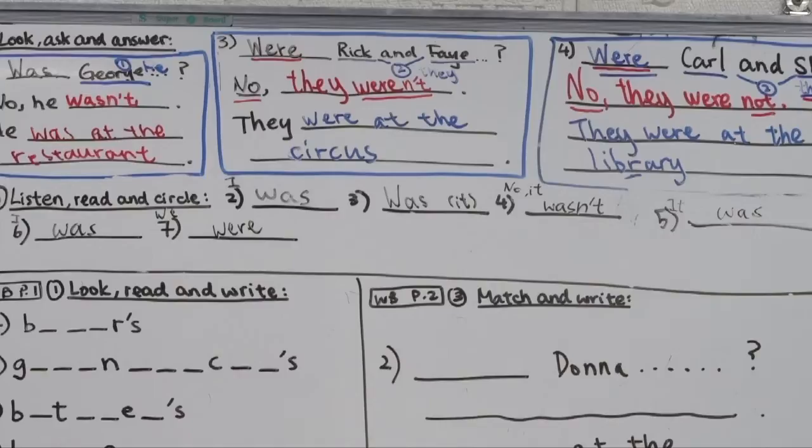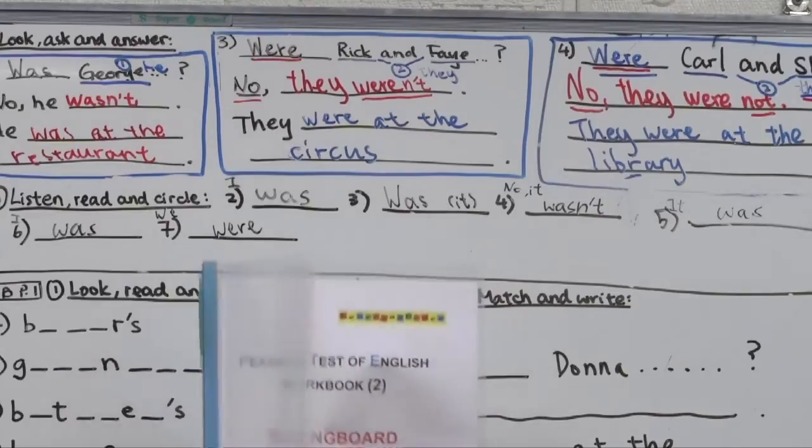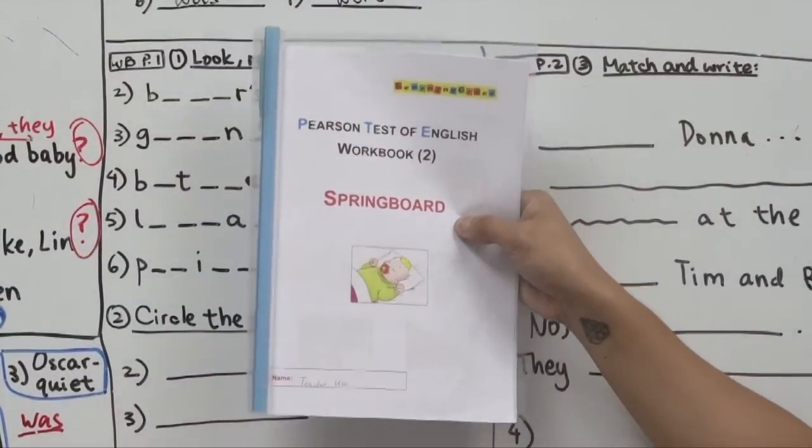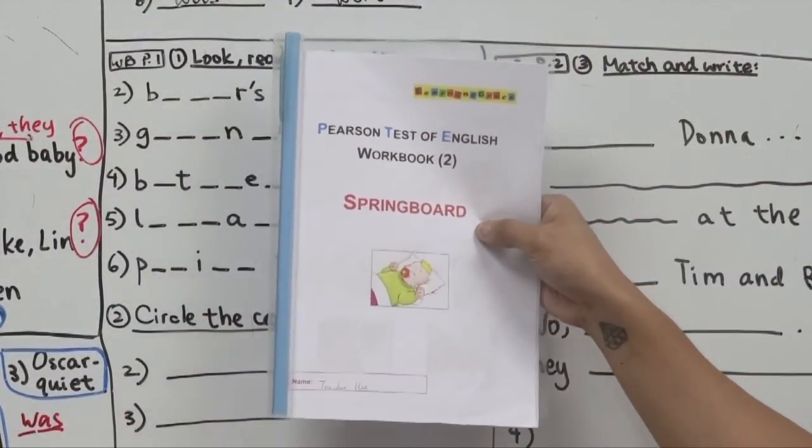Right, and that is it for the page 18 and 19 of our student book or pupils book, alright? So now, take out your new book. It should be this one again. Let me just remind you how it looks like. It looks like this one, right? Oops, sorry. With the baby in the front, right? And it should be number 2. Right? Springboard number 2. Okay?